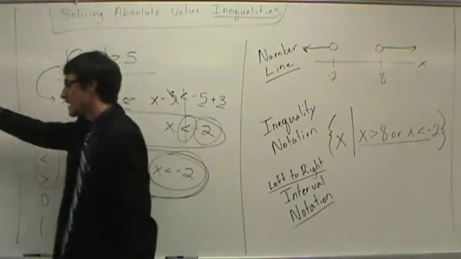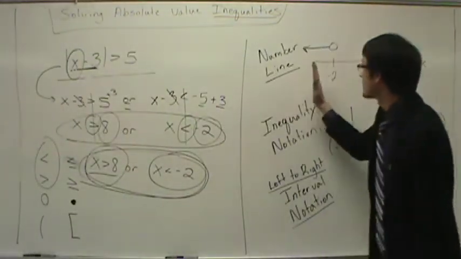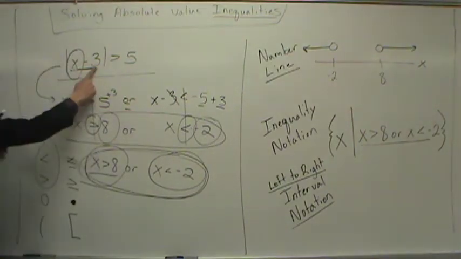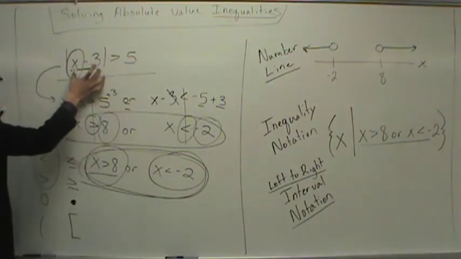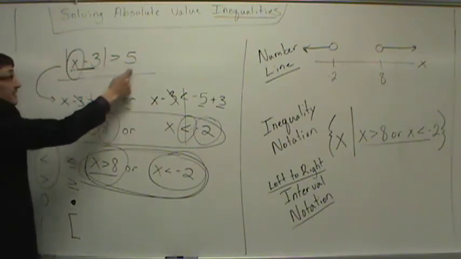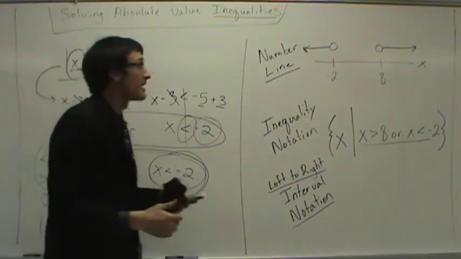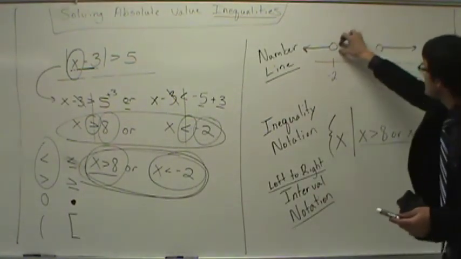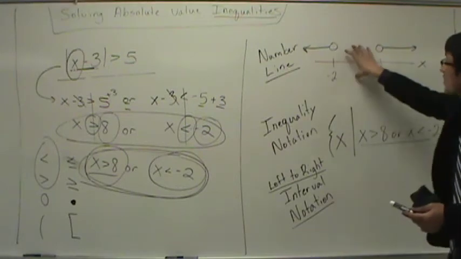Okay, so we're going to pick an even smaller value. What's smaller than negative 5? Pick a smaller value, way down to the left. How about negative 100? Negative 100 minus 3 is negative 103. The absolute value of negative 103 is 103. Is that greater than 5? Hopefully you say yes. Now notice, we don't have any solutions in here. Between negative 2 and 8, there are no solutions.